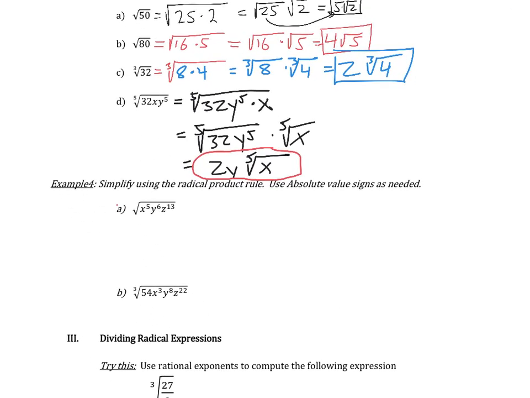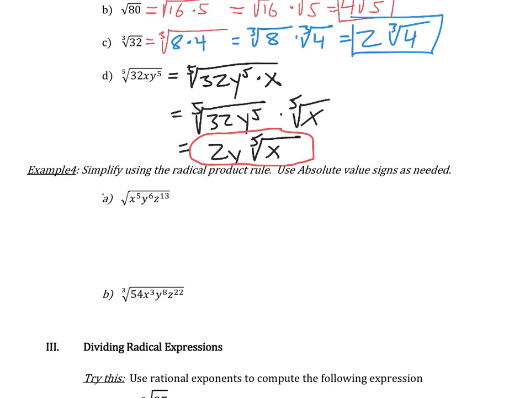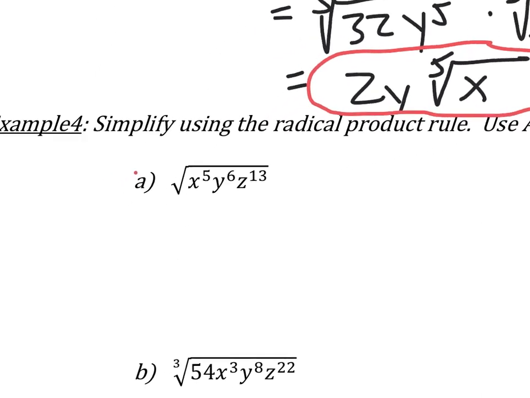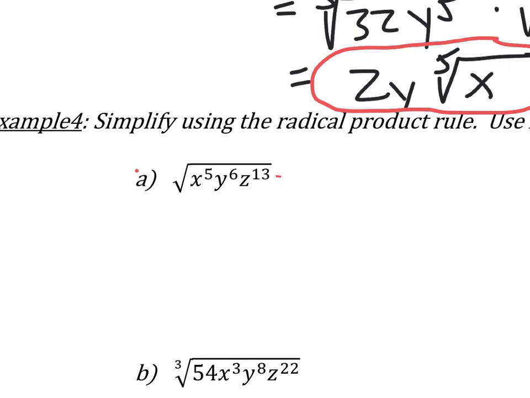All right, so let's take this a little further here. So we're going to use the radical product rule. Now, we're going to break this into two square roots again. It's all variables, okay? And so we got to think about what can we take the square root of? Well, we can take the square root of x squared. And so we could break this into x squared times x to the third.